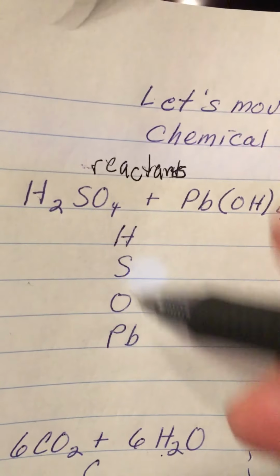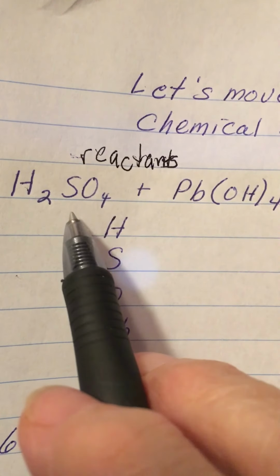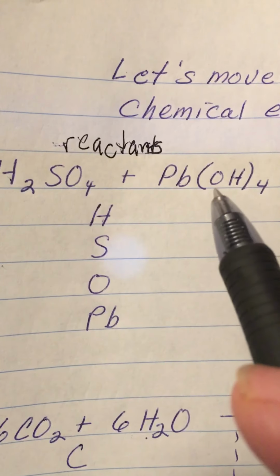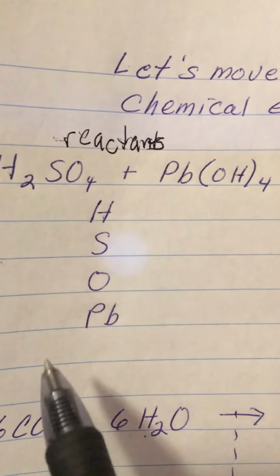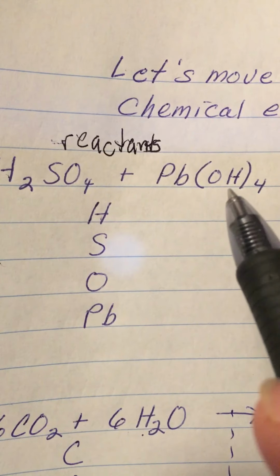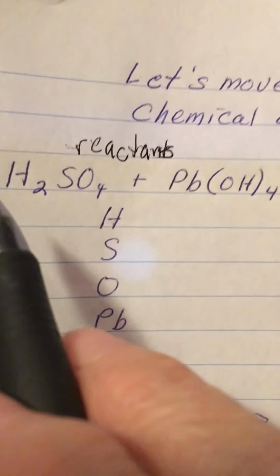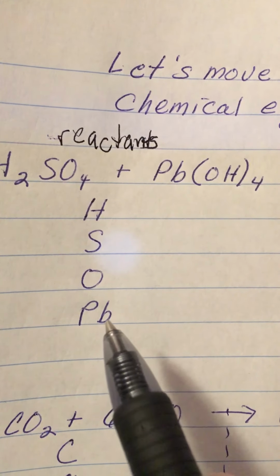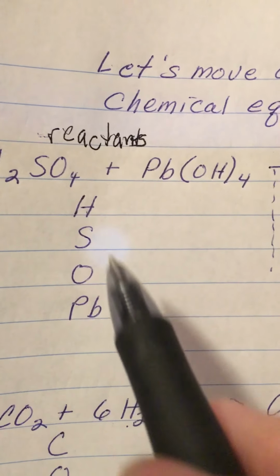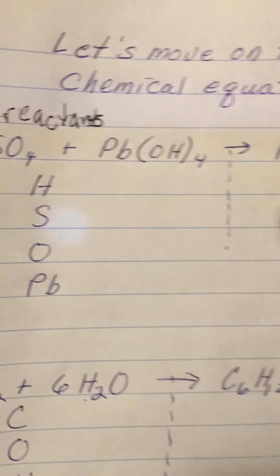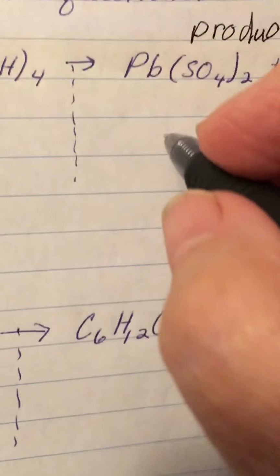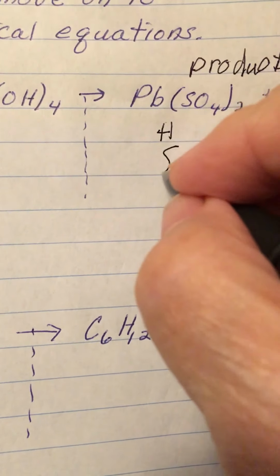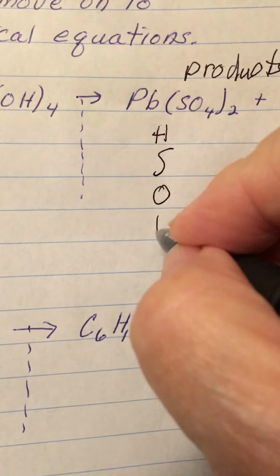Then I write the elements I see on the reactant side, but I only write them once, even though they might appear multiple times in the formulas. So we have H, we have a sulfur, we have a lead, and then we have oxygen. But we've already got oxygen from over here. We've got hydrogen here, but we also have hydrogen already written, so we only write it once. Then what I say is copy and paste these to the right side. So we have H, S, O, and Pb.